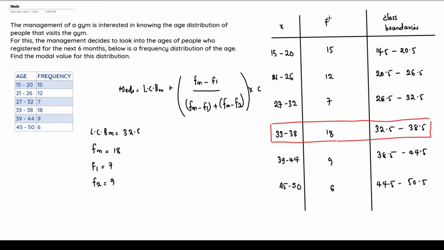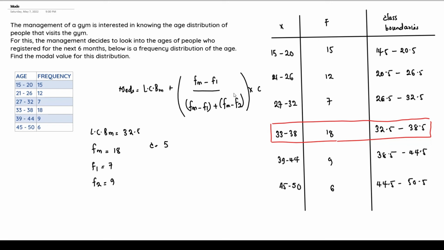And the class interval, which is C, is actually the difference between the upper class and the lower class of any class that we can think of. So we have 6 classes right here: 15 to 20, 21 to 26, down to 45 to 50. So we can just pick any one. I'm going to pick the first one, which is 15 to 20. So 20 minus 15 gives us 5. So that means our class interval is equal to 5.